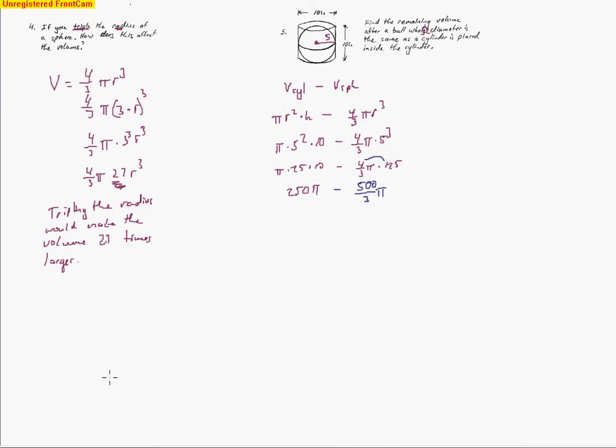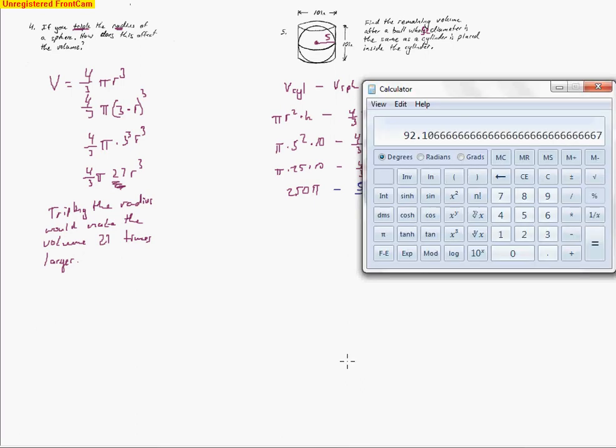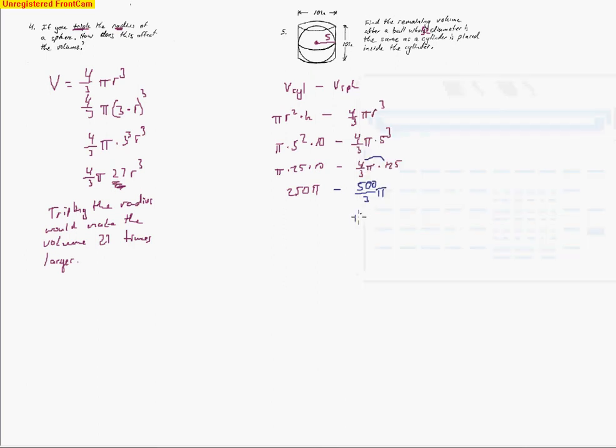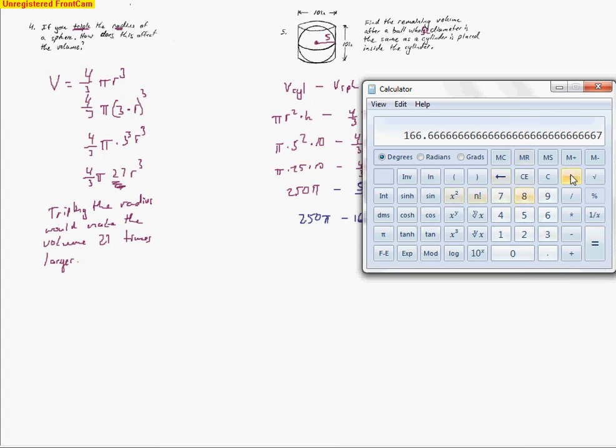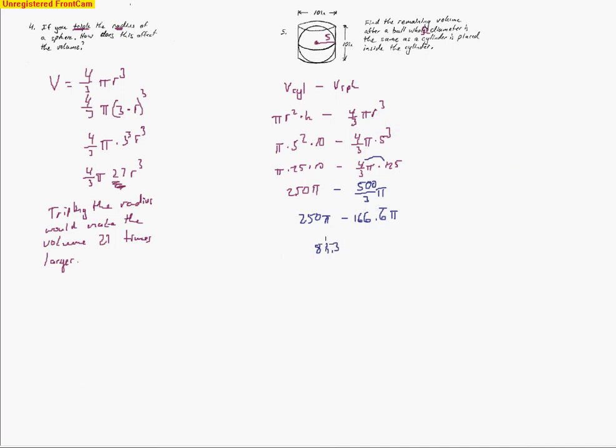And so when I do that on the calculator, oops, let's fix that. So when I go ahead and do 500 divided by 3, I end up getting 166.6 repeated, and I've seen that number before. I remember it from a previous problem. And I'm going to subtract that from the 250 pi. So my calculator allows me to put a negative sign in front of it, and I'm going to add that 250, because if I have opposite signs, I end up actually subtracting. That gives me 83 1/3 pi.